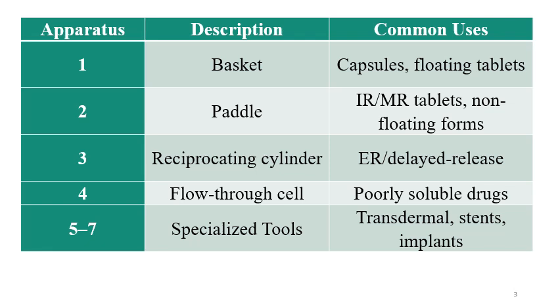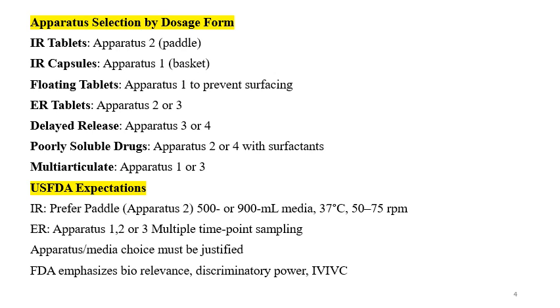Apparatus 3 is called the reciprocating cylinder. It is used for extended release formulations and delayed release formulations. Apparatus 4 is called the flow-through cell. It is used for the poorly soluble drugs. And apparatus 5, 6 and 7 are used for the specialized dosage forms like transdermal, stents, implants, and some other formulations. Topical formulations are also tested using this type of apparatus. But for oral formulations, apparatus 1, 2, 3 and 4 are generally used.